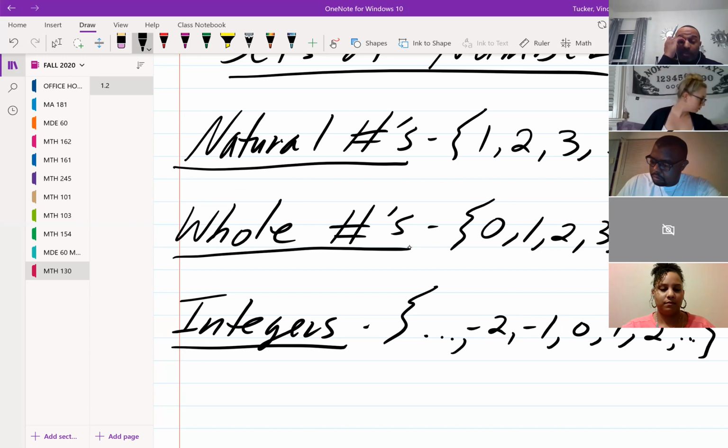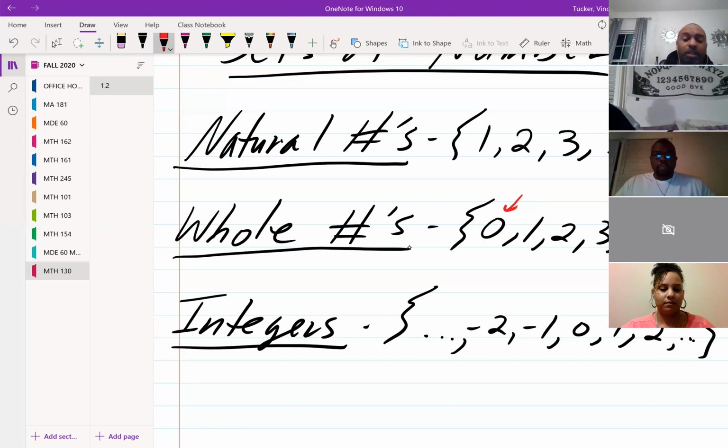Okay, the first three sets of numbers, we have our natural numbers. That's positive 1 on to infinity. No decimals, no fractions. Whole numbers, the difference between natural numbers and whole numbers is the fact that we have 0 involved in our whole numbers. You can think about whole for the 0. So that would be 0, 1, 2, 3, 4, on to positive infinity. Once again, no decimals, no fractions.